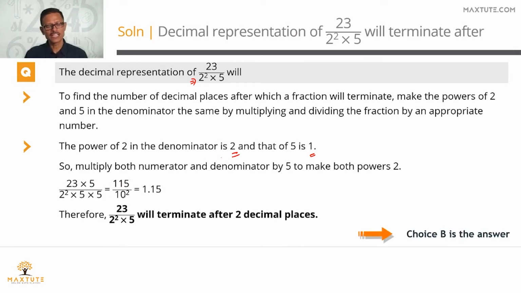Once you do that, you get 115 upon 2 square, which is 1.15. It's going to terminate after 2 decimal places. If you have a 10 power 7, it will terminate after 7 decimal places. Whatever is the power of 10 that you find is the number of decimal places after which it's going to terminate. Choice B is the answer to this question.